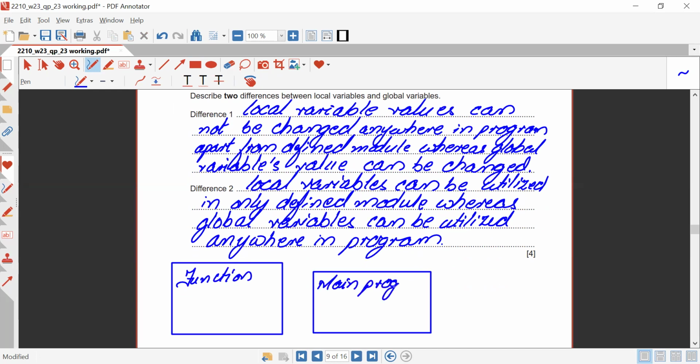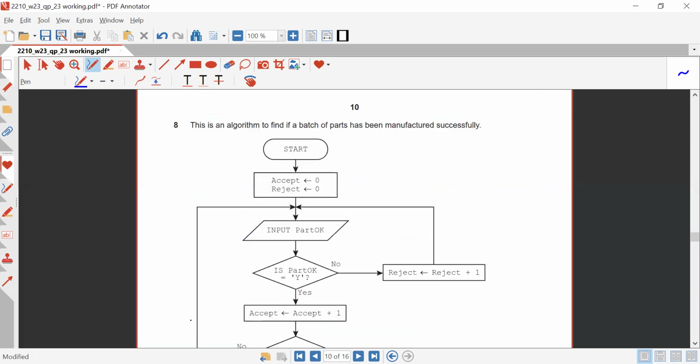If we have utilized any variable within the function, for example the variable num, we cannot utilize num in the main program because it's a local variable and it is within the module. So we can only change the values within the function. But if we have declared a variable in the overall program, for example count, that count could be utilized in the main program as well as in the function, at both of the places. So this is the major function difference.